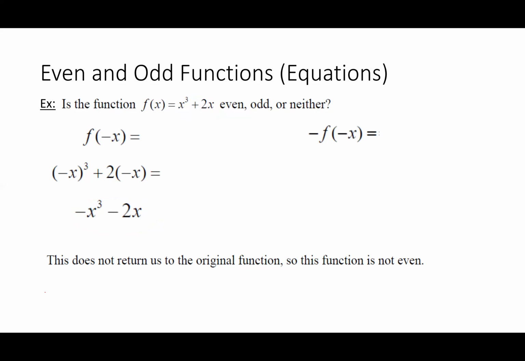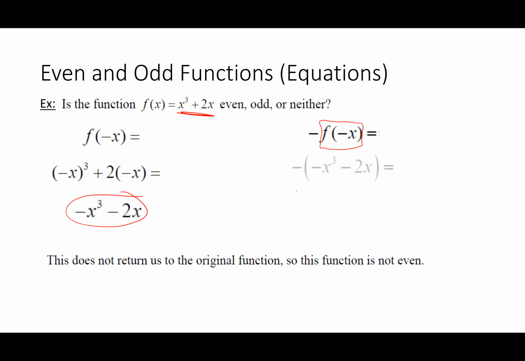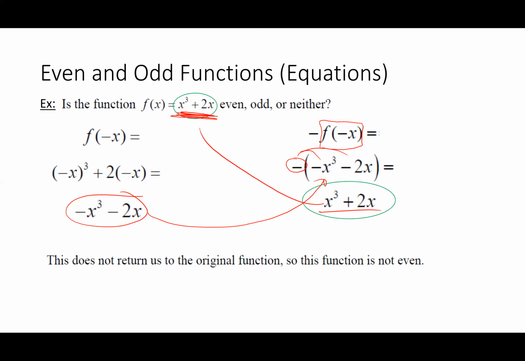So now here's what I'm going to do. I need to find out what negative f of negative x is and see if this value takes me back here. So what I'm going to do is take this value that I already computed here and just negate it. So now I'm just going to take a negative and distribute it through to this answer and see if it takes me back to the original. And I end up with x cubed plus 2x, which is exactly the same thing. This function now proves to me that this is an odd function. Okay.